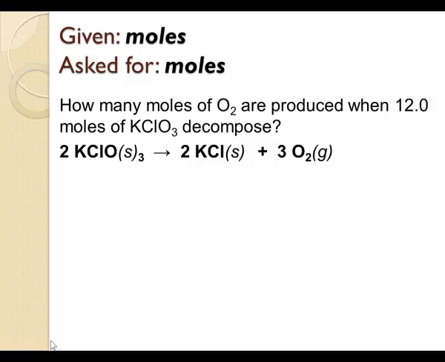So let's take a look at some practice problems looking at different possible styles of question, different tasks you may be asked to do. This first question says, how many moles? So I'm going to stop right there. It says, how many moles? So I know they're asking for moles. Are produced when 12.0 moles of KClO3, that's potassium chlorate. Now I know the given: 12.0 moles of KClO3. When that compound decomposes, the balanced equation is given.